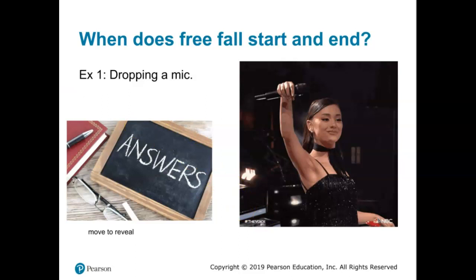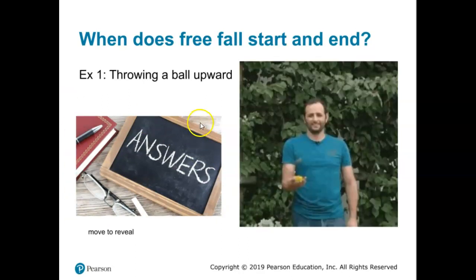So again, because there's a force acting on it. All right? Let's talk about free fall here. So this person is going to throw a ball upward, and we want to know when free fall starts and when free fall ends. So think about this: the ball is in their hand. Is that free fall? No, because the force of the hand is applying the force. Then it's not only under the force of gravity.